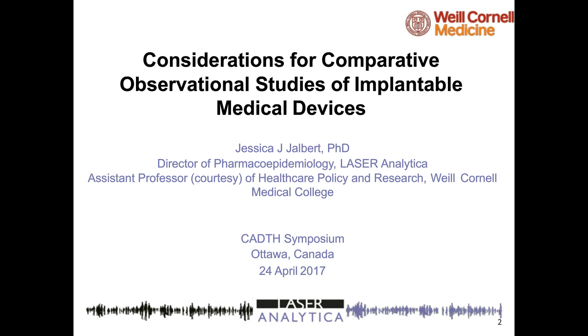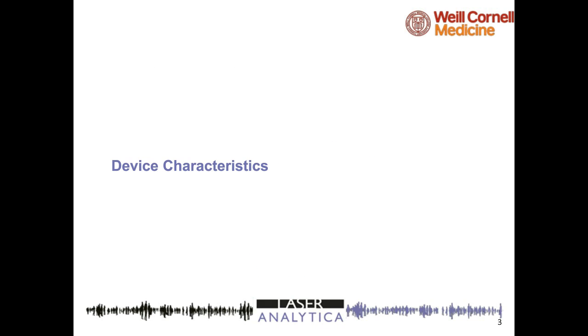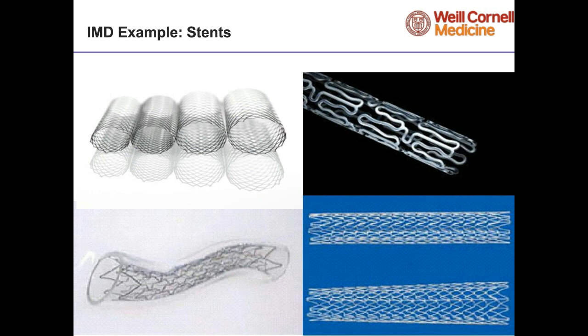So device characteristics. These are pictures of stents, right? Conceptually they're all stents, but they're all clearly different. We have stents of different diameters. You have stents with different strut designs. At the bottom you have a stent that's squiggly shaped, and then you also have tapered stents. So clearly you can imagine that these stents are going to be used for different indications, and also that they might have different safety and effectiveness profiles.